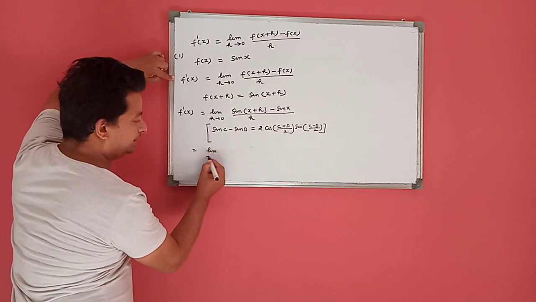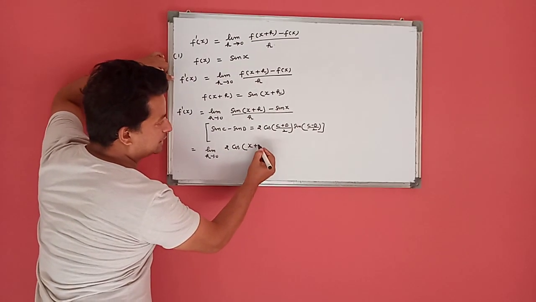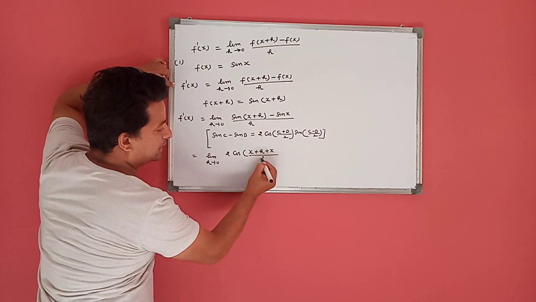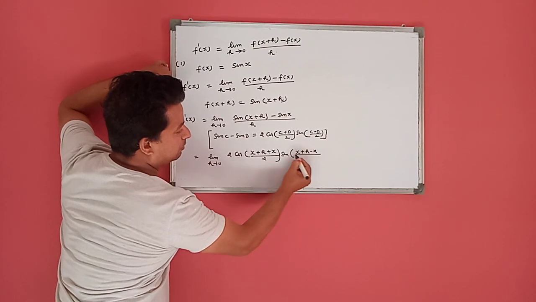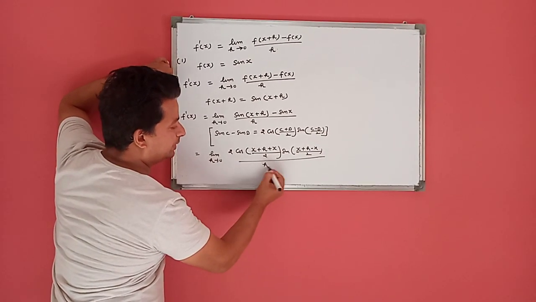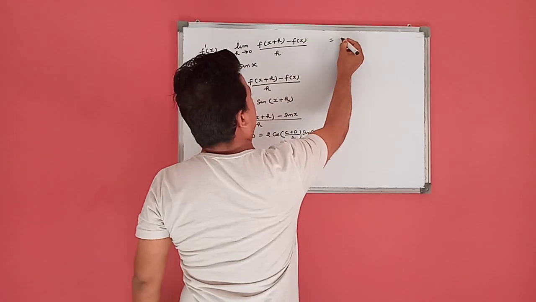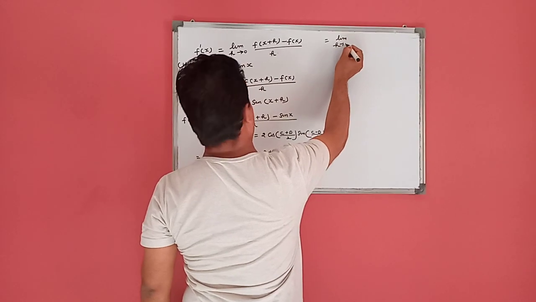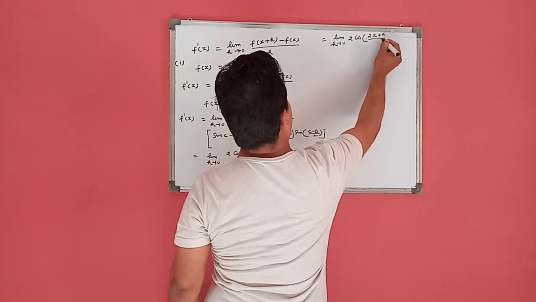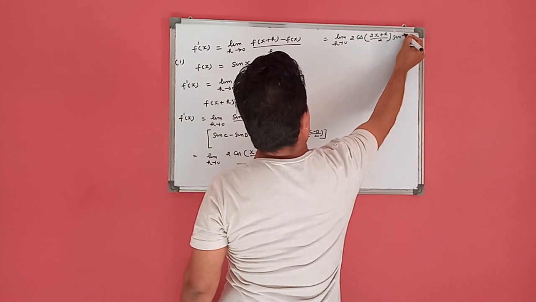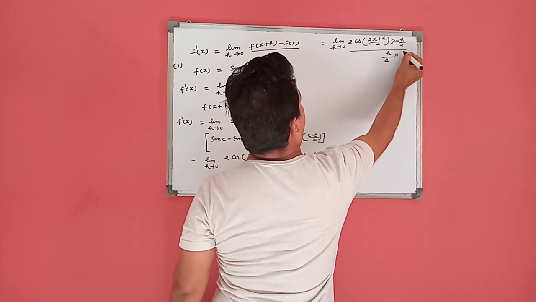When we apply this formula, we get 2 cos of (x + h + x)/2 and sin of (x + h − x)/2, divided by h. This cancels out. This is equal to the limit as h approaches 0 of 2 cos((2x + h)/2) into sin(h/2), over h/2 multiplied by 2.